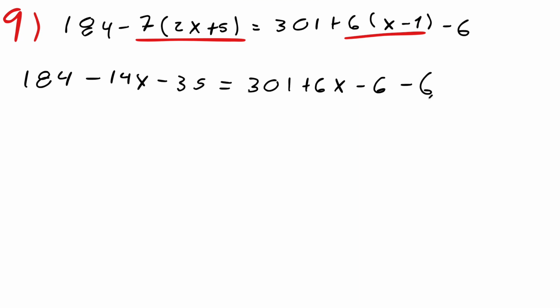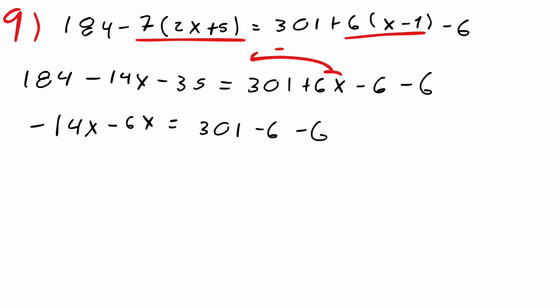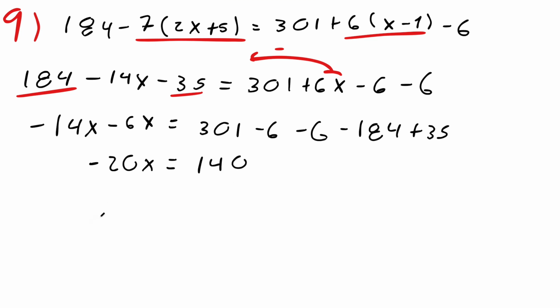Now we have to move and rearrange our terms. Minus 14x, then this 6x would pass to the other side to subtract. So minus 6x would be equal to 301 minus 6 minus 6. That remains the same, but these two pass to the other side with opposite signs. So minus 184 plus 35. The first side gives us minus 20x. The second side gives us 140.